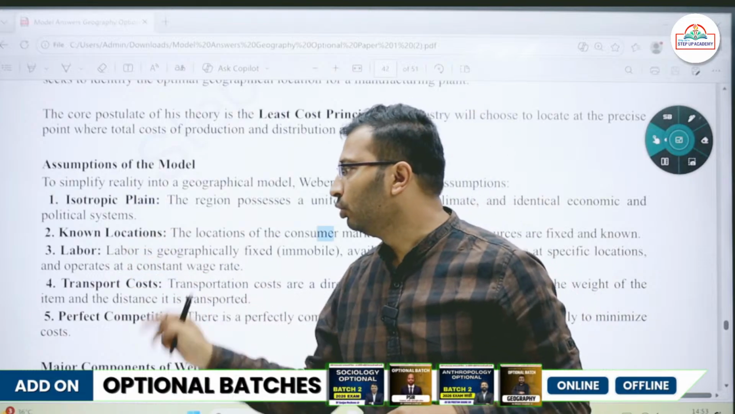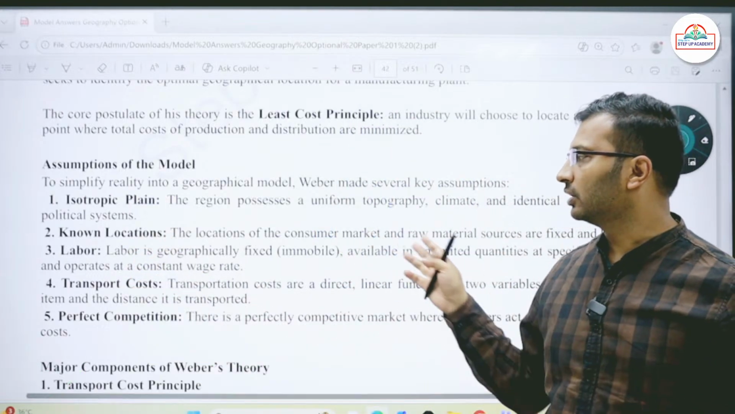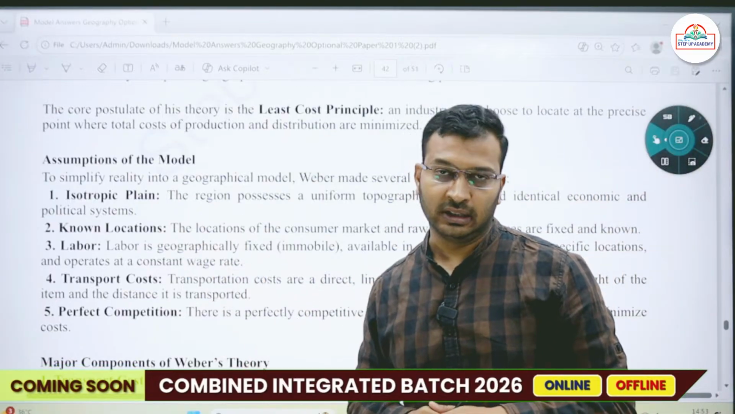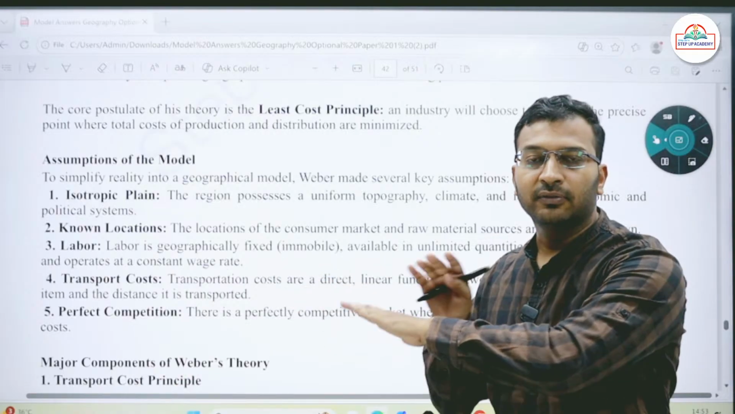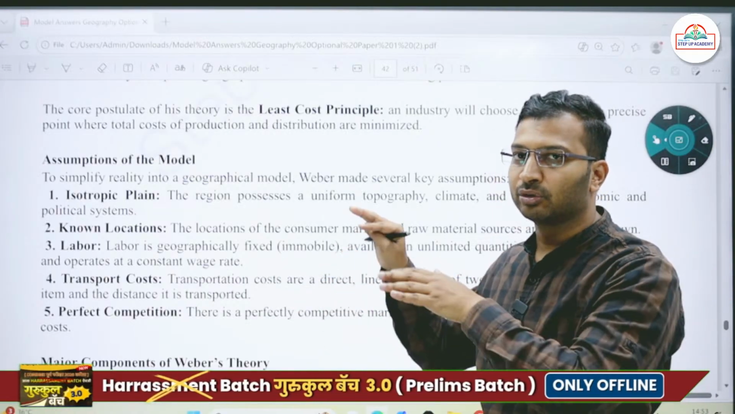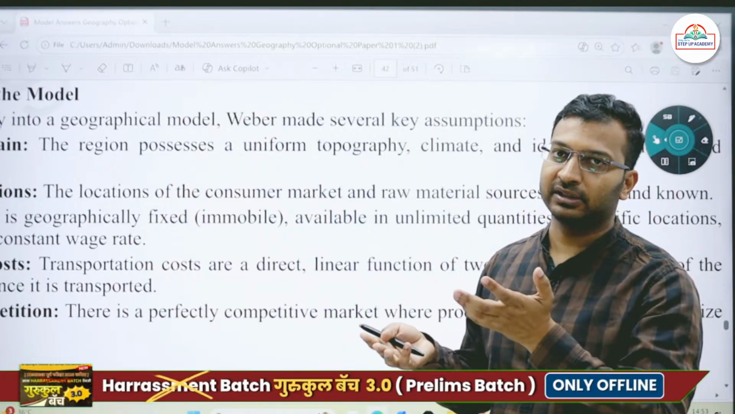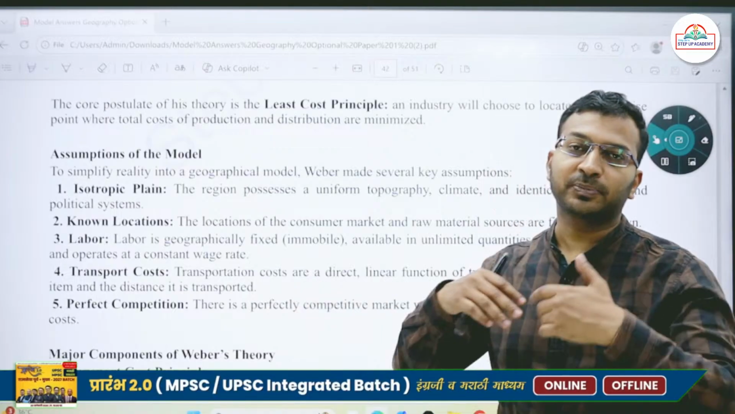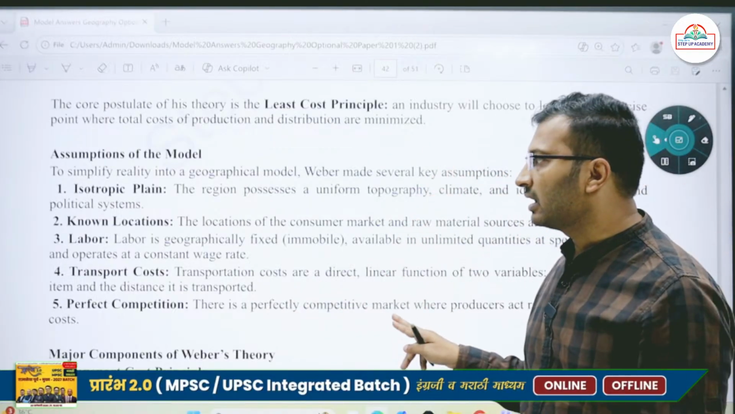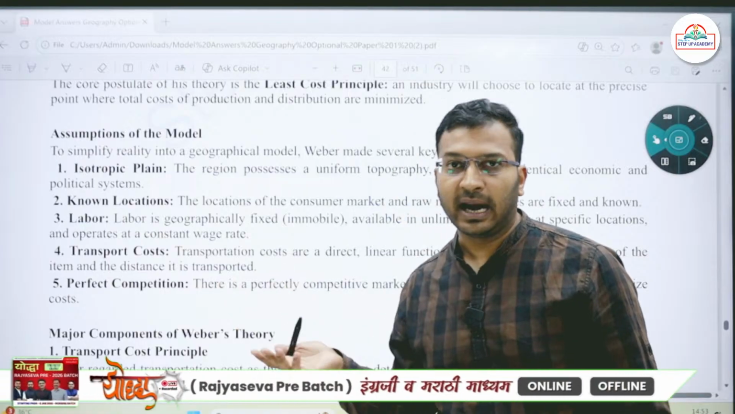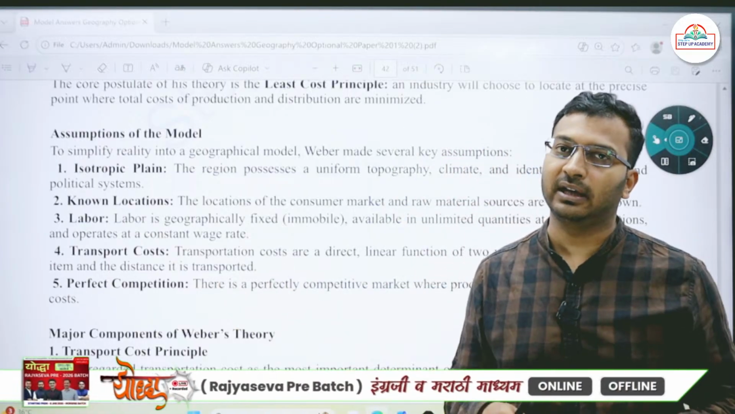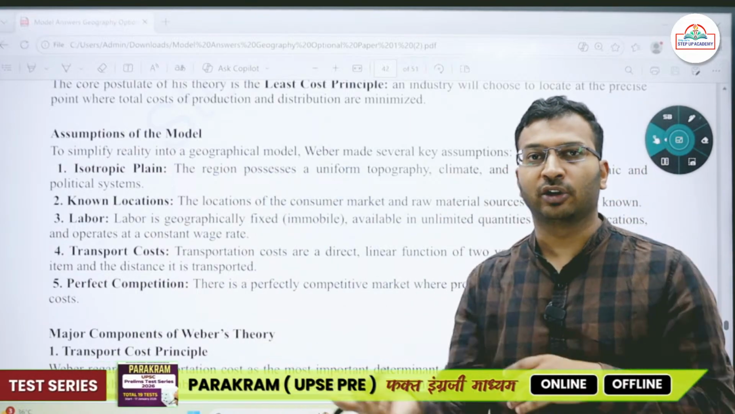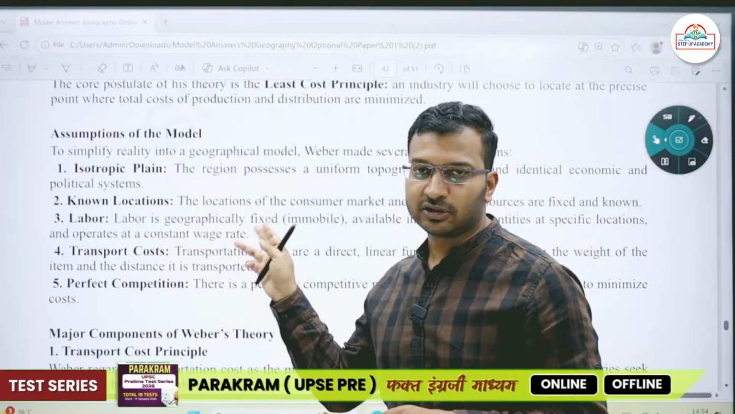Then he talked about known locations. The locations of the consumer market and raw material sources are fixed. Okay. Then he talked about labor. He said that in such an area, which is a completely flat plain, there are no topographical changes, there are no climate changes taking place. In such an area, there is abundant availability of labor, and that labor is also not moving from that area. They are not migrating to some other developed state. For example, UP people are not migrating to Tamil Nadu. Okay, so labor is geographically fixed.